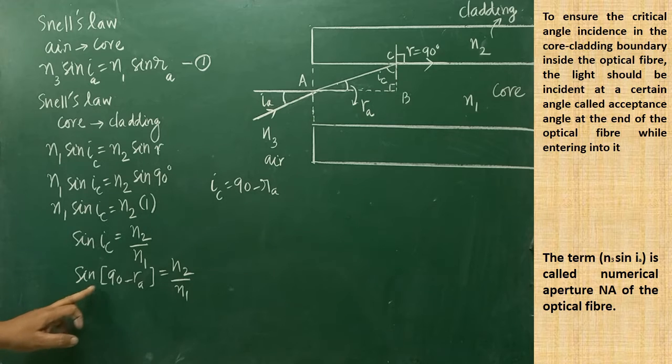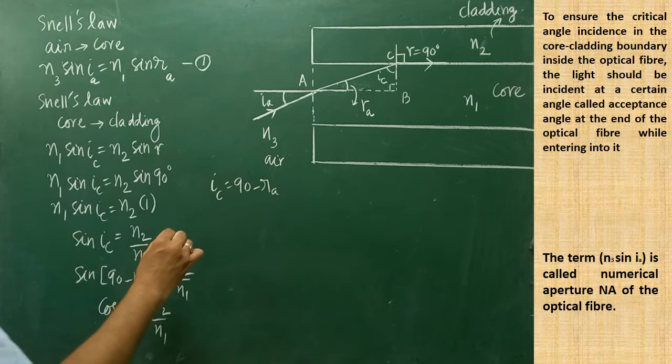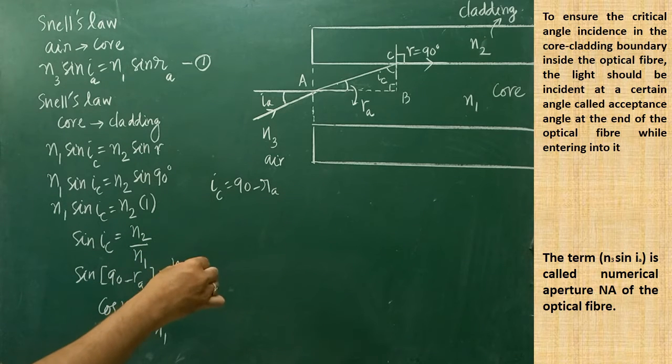We know that sin(90 minus theta) is equal to cos theta. Like this, sin(90 minus RA) will be equal to cos RA. So this can be written as cos RA equals N2 by N1. Now we have obtained the new equation for cos RA. We know another fundamental equation: sin square theta plus cos square theta is equal to 1.